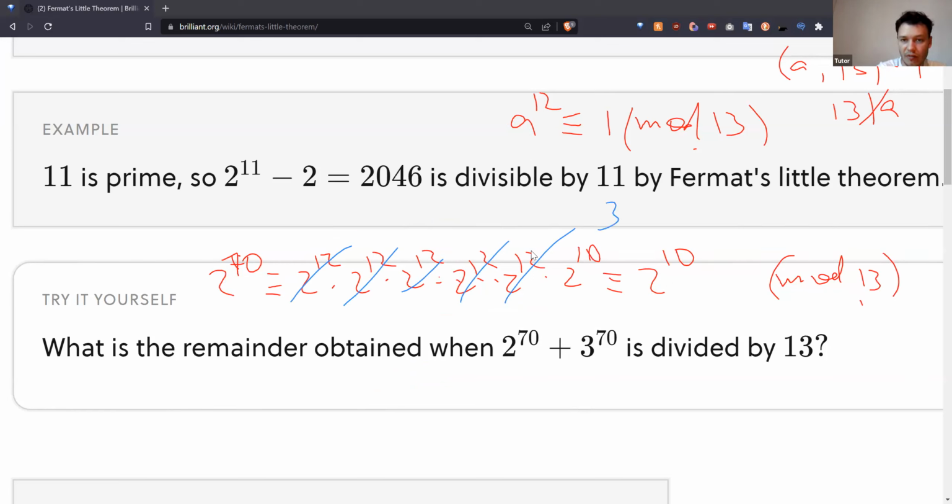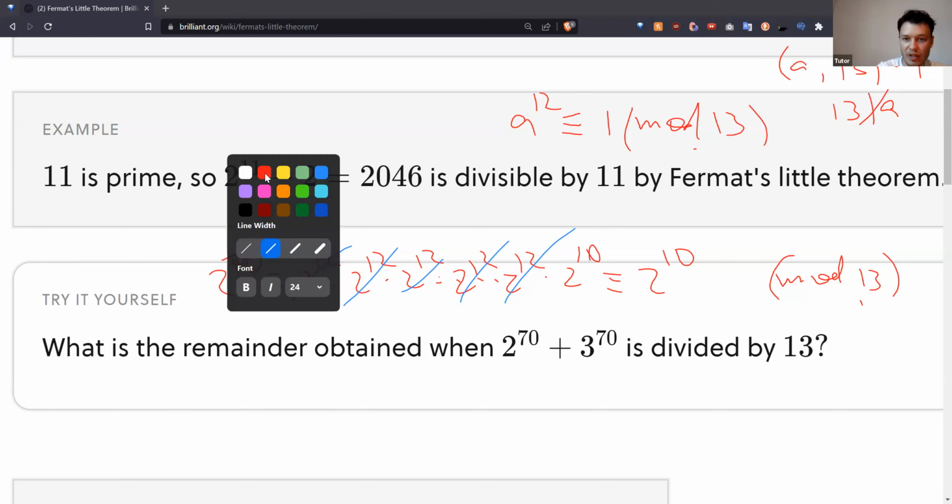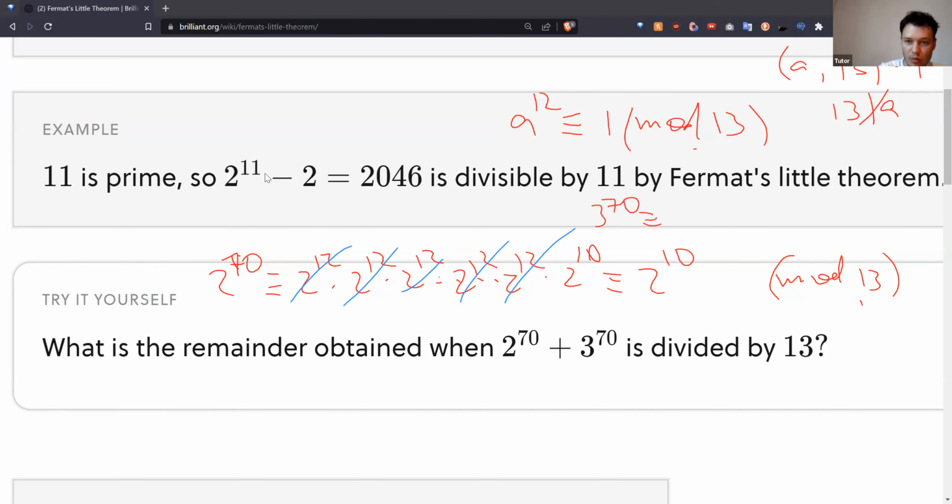Similarly, I can do the same for 3. So 3 to the 70 is congruent with 3 to the 10 mod 13. All right, cool. And now if I wanted to get the remainder, what's going to be the remainder in here?